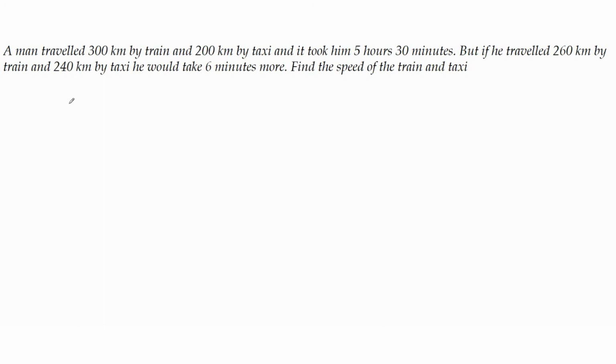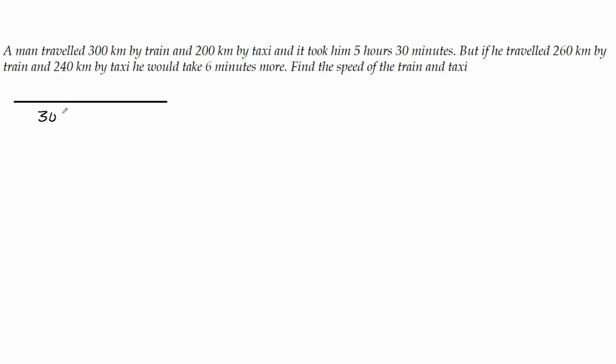So in this segment, we are going to solve a few questions based on speed, distance and time. Let's look at the first question. A man traveled 300 kilometers by train and 200 kilometers by taxi. And it took him 5 hours 30 minutes. So let us quickly note this down.